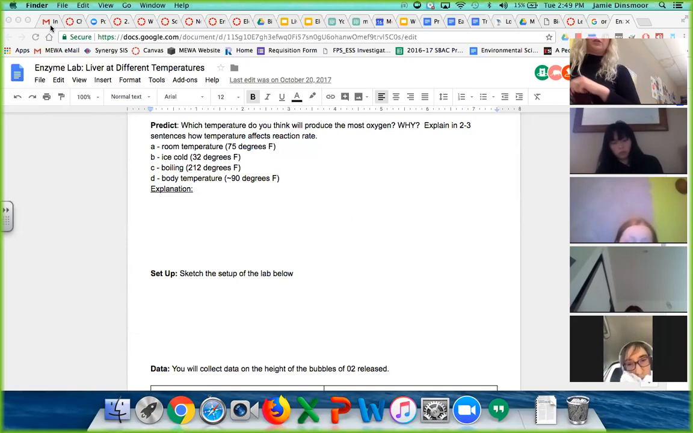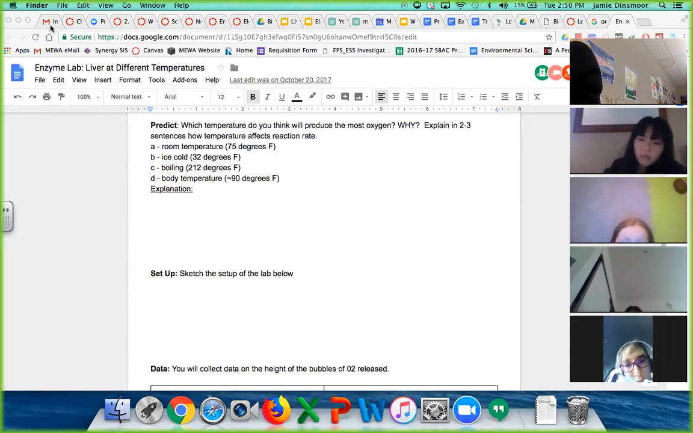Body temp because it's not too hot or too cold, which would cause denaturation. Oh, I love it, Lane. Lane gets a special shout out for using correct science terminology here.